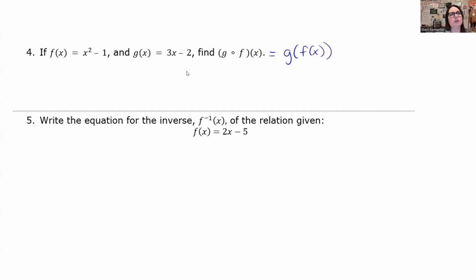So the g function is 3x minus 2. I'm going to write that, and I'm going to leave myself a space where the x is. So I get 3, and then I leave myself a space, minus 2. And inside, I'm going to take the f of x and put it inside. So f of x will go inside where the x is. So inside I'm going to put x squared minus 1. Now I'm just going to evaluate.